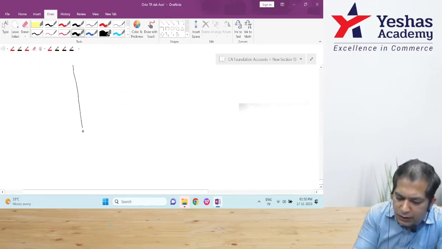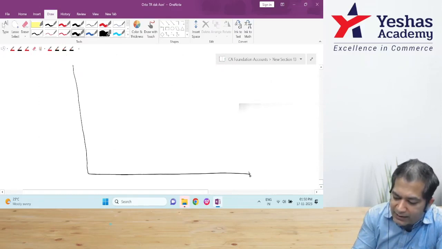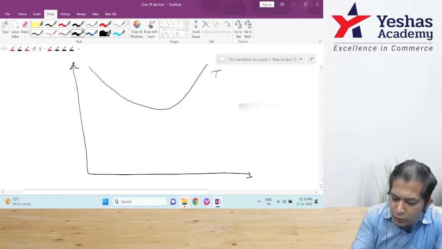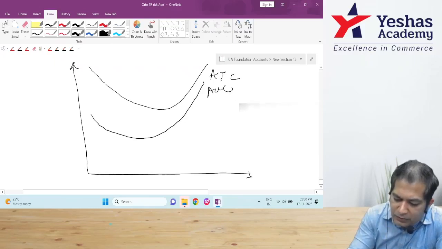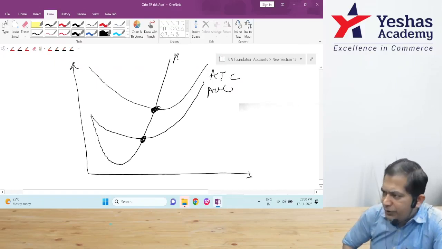So now the question will be based on diagrams. Right. So if this was my average total cost, this is my average variable cost, and this is my marginal cost. So marginal cost will cut both ATC and AVC from their respective minimum points.